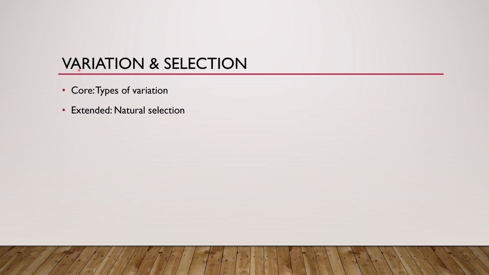This topic is about variation and selection. At core level, students learn the different types of variation in organisms. Students are expected to know that variation is the differences between individuals of the same species. Identify types of variation, that is continuous.